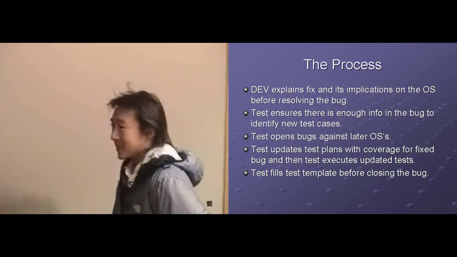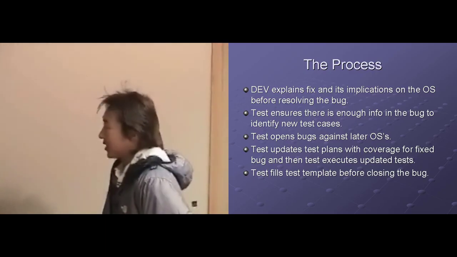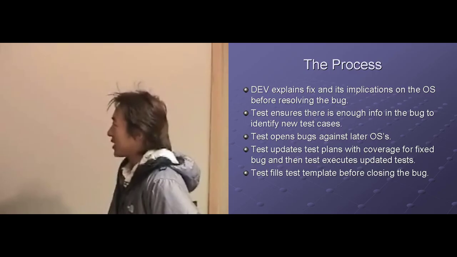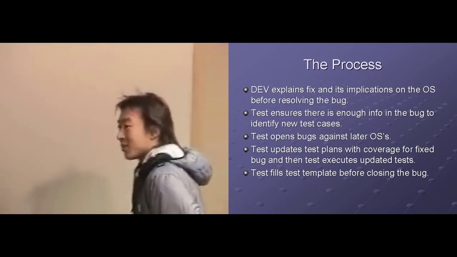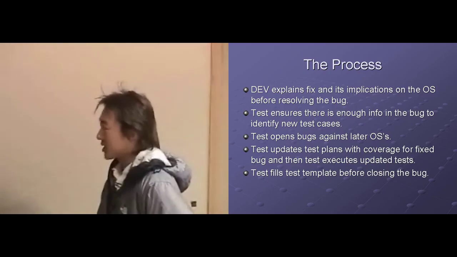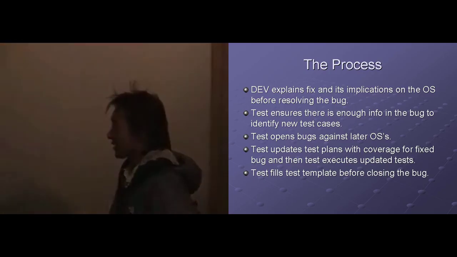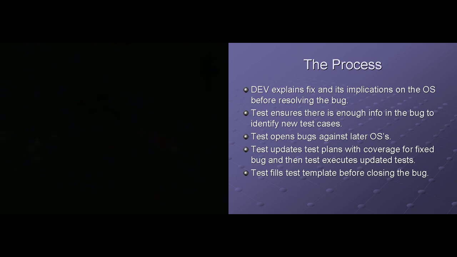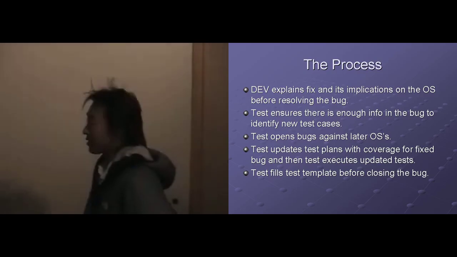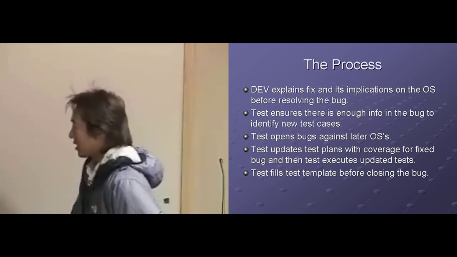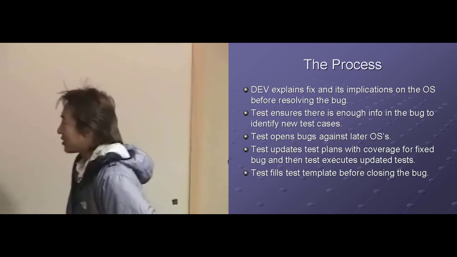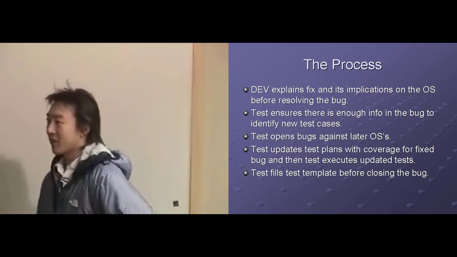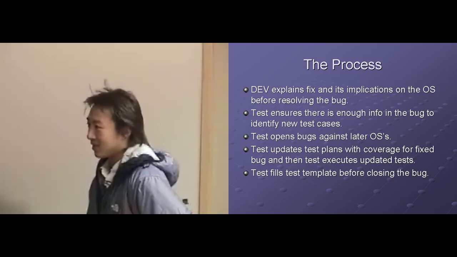So the goal for bug analysis is for every bug fixed in one service pack to be ported and fixed into the future OS. For example, if you have an XPSP2 bug, then you want to fix it in Server 2003 and Longhorn. And if you have a W2K bug, we want to fix it in XPSP2, Server 2003, and Longhorn.